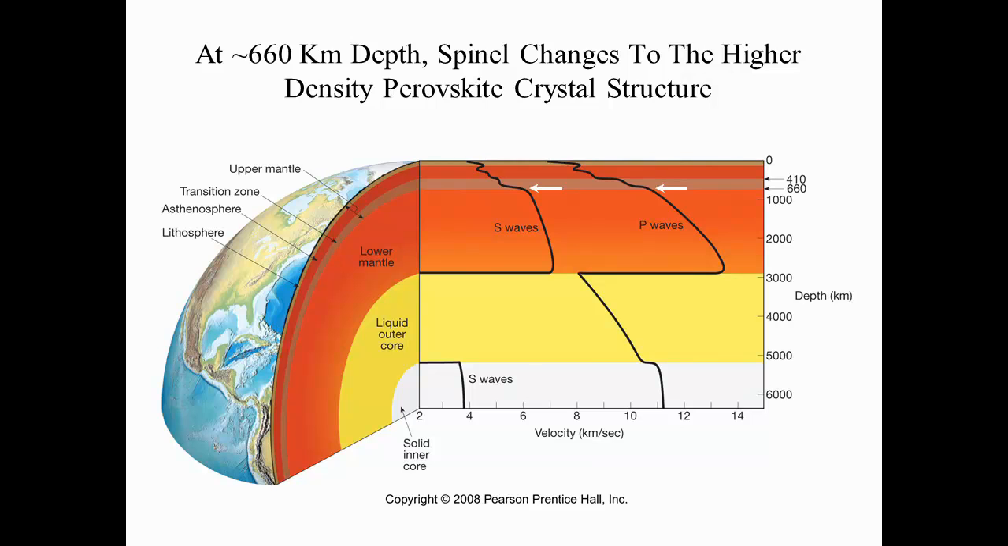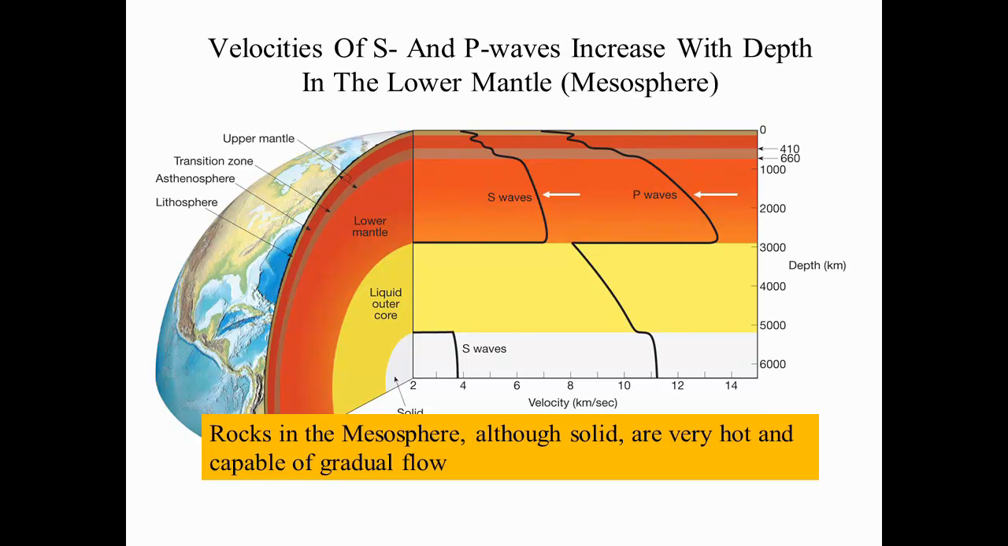Below the 660 kilometer transition zone, we then enter the lower mantle, which is also called the mesosphere. And we see that in passing through the mesosphere, the velocities of both S waves and P waves increase with depth, telling us that rocks in the mesosphere, although solid, are also very hot and capable of gradual flow. And they have to be in order to convect, as we'll look at a little bit later in detail.